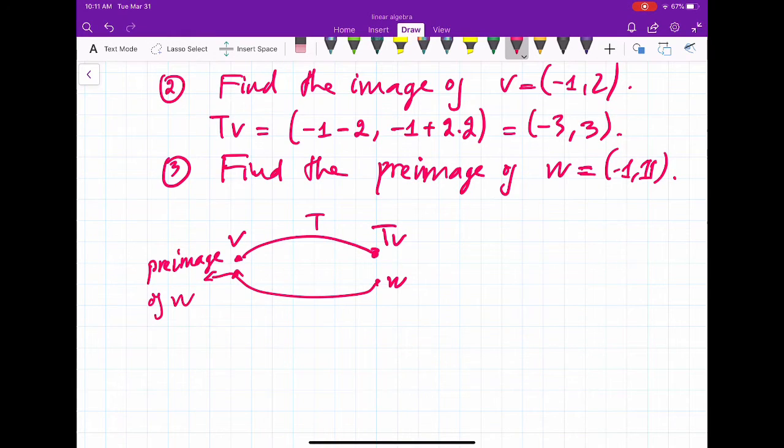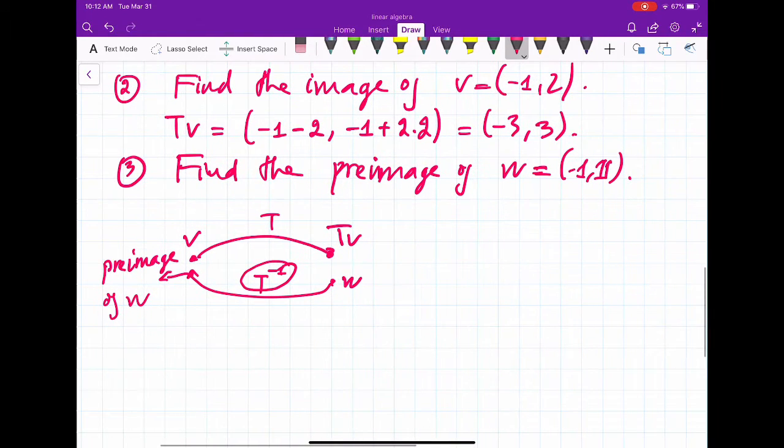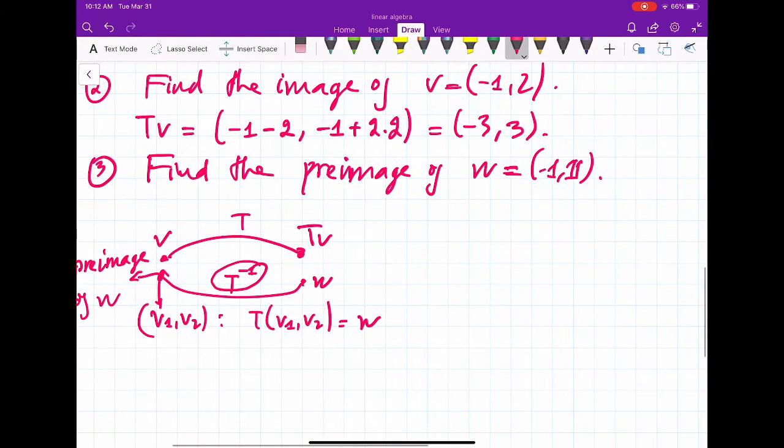So that means you just need to find the guy who was transferred to W via T. So you might think about T to -1, right? But right now, we don't have the right to apply T to -1. Makes sense? We do that in another way. So that means I need to find the guy V1, V2 such that T of V1, V2 is equal to W. Makes sense?